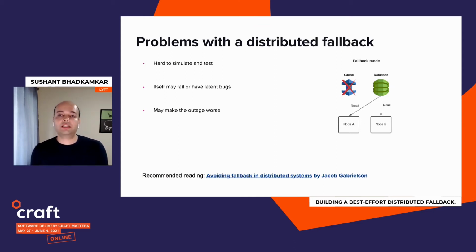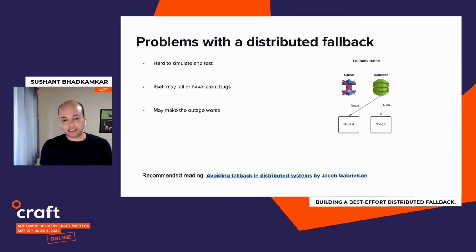The last point is that the fallback can, in fact, make your outage even worse. So if we go back to this example, if your cache becomes unavailable and all of your nodes start reading from the database, then the read volume on the database also can spike and it can overwhelm the database. So if your database then becomes unavailable, then basically your whole system is unavailable and your fallback has made your outage even worse.